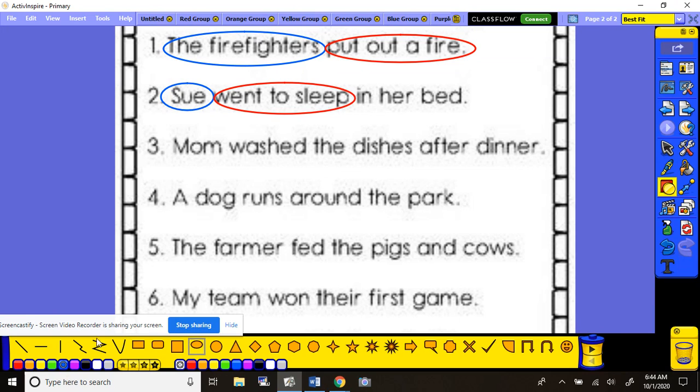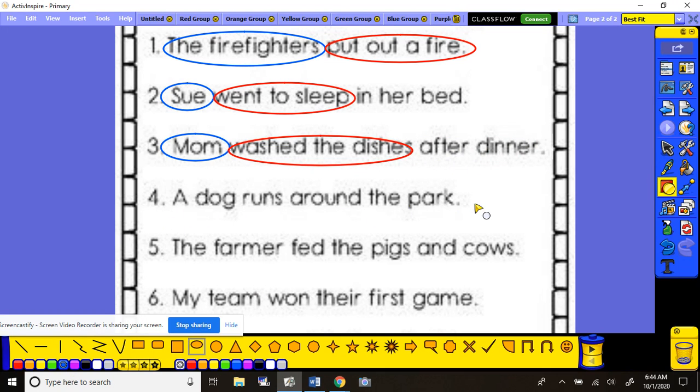All right, so this time I'm going to give you some time. I'll read the sentence, and then you call out what the naming part is. We'll do naming part first. Mom washed the dishes after dinner. So what's the naming part? Who or what is this sentence about? It's about Mom. That's the naming part. All right, what's the telling part? What is Mom doing? Mom washed the dishes. Now you could go all the way into after dinner. I'm just going to do washed the dishes. That's the telling part.